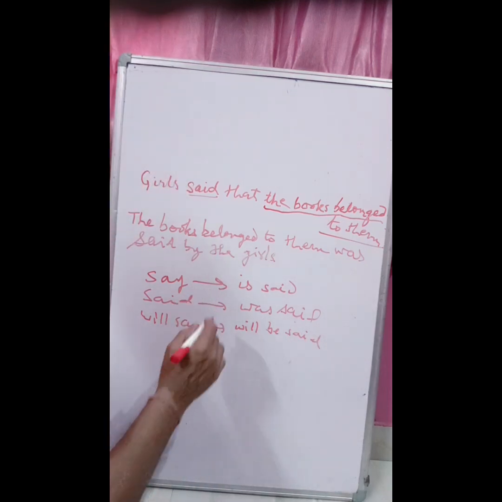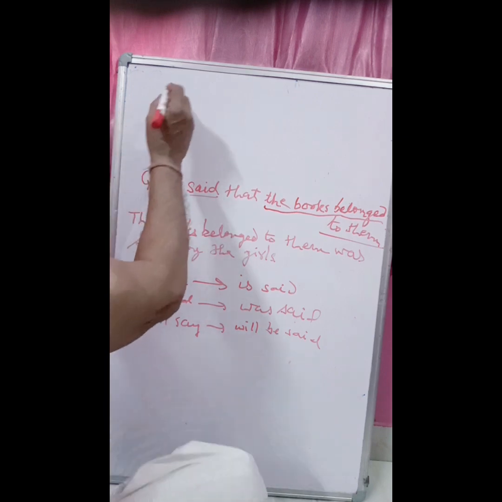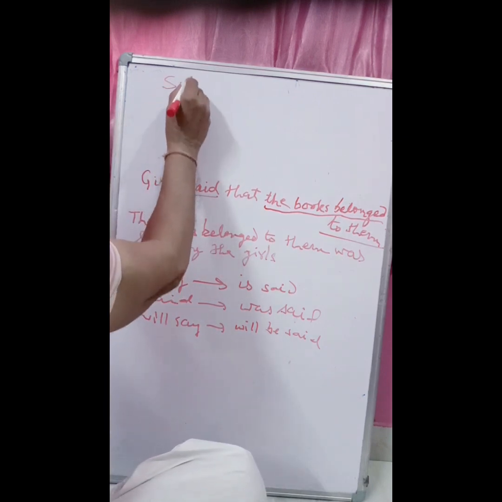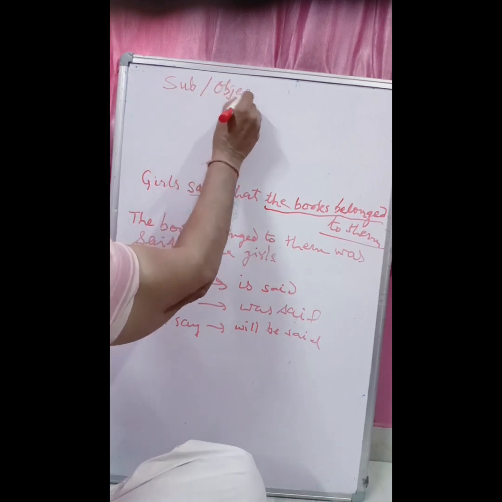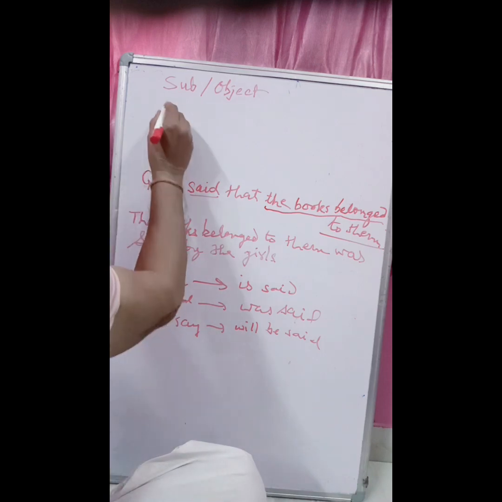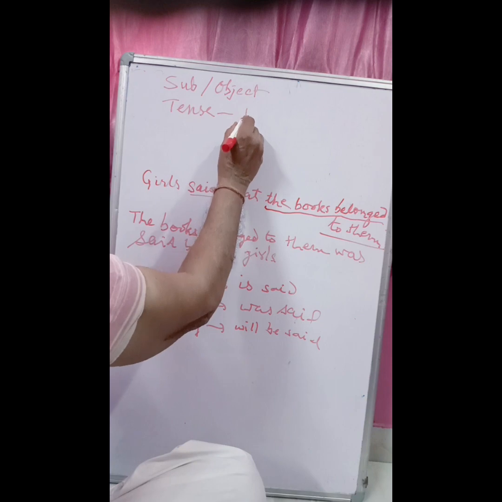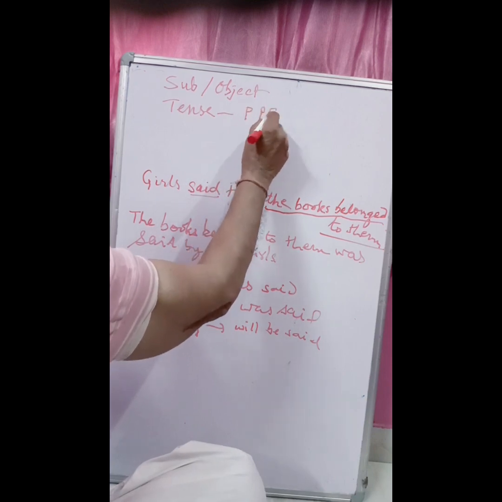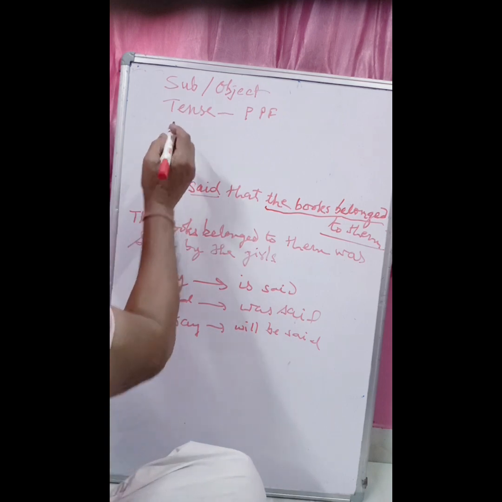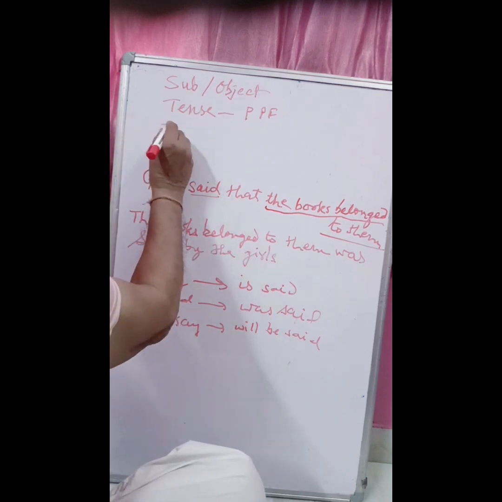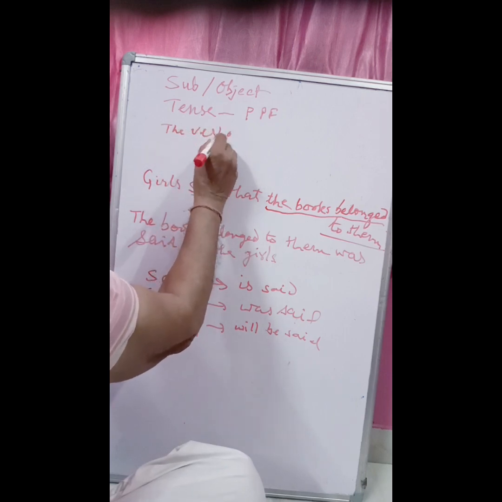So accordingly we have to choose. First of all, you have to identify the subject and object. Second, you have to identify the tense, whether it is present, past or future. Then the proper verb of to be, verb of to be.